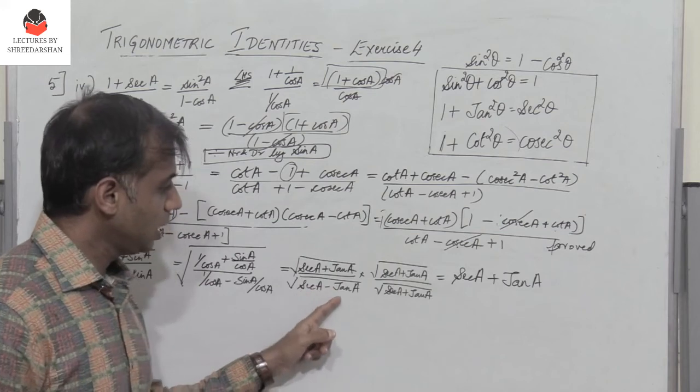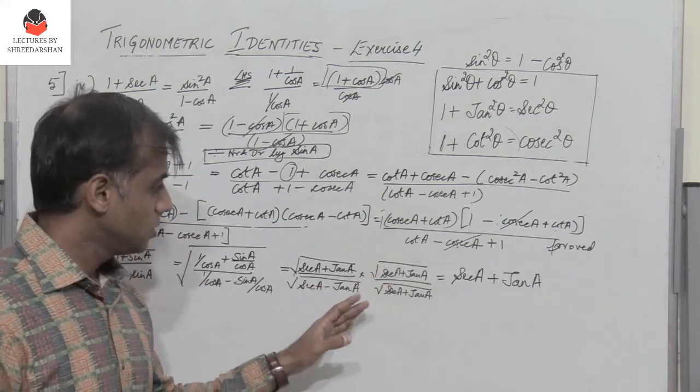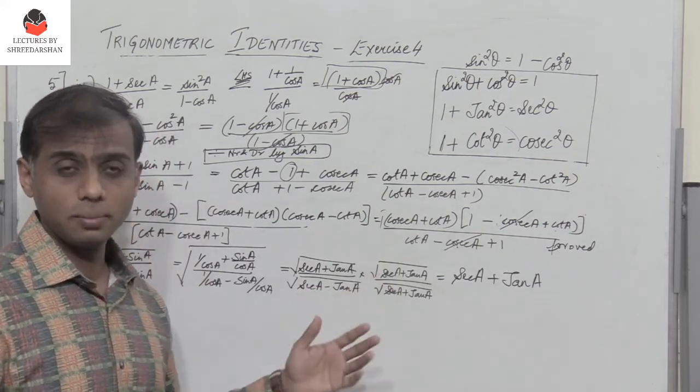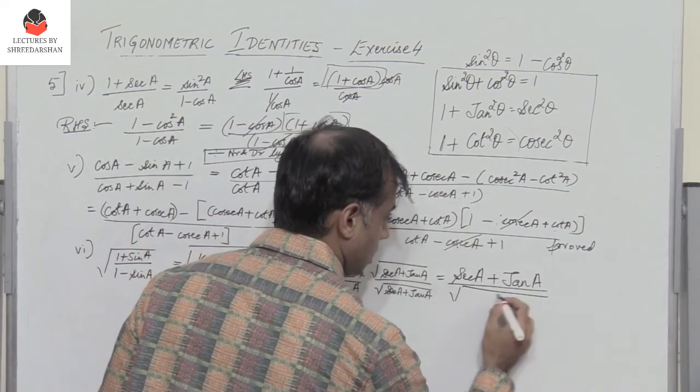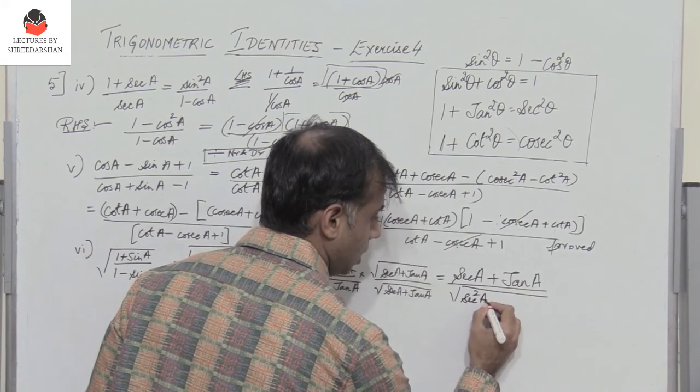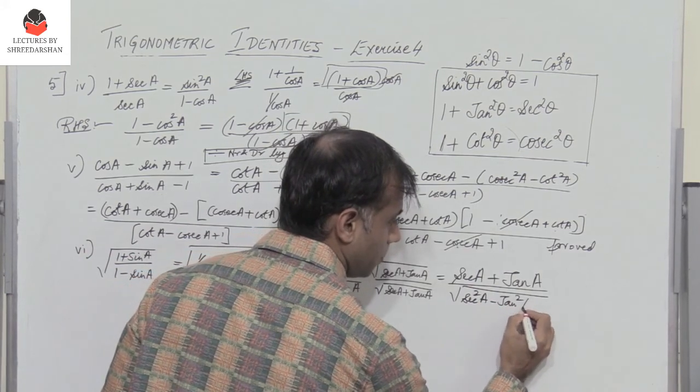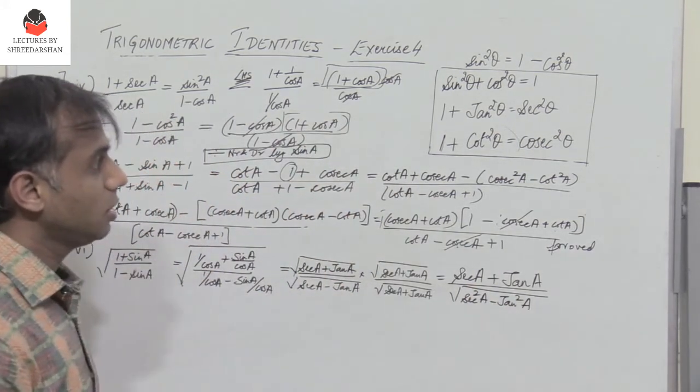So here I have (A minus B) into (A plus B). So this is of the form A square minus B square. So of course within the root, I have secant square A minus tan square A. Now what is secant square A minus tan square A?